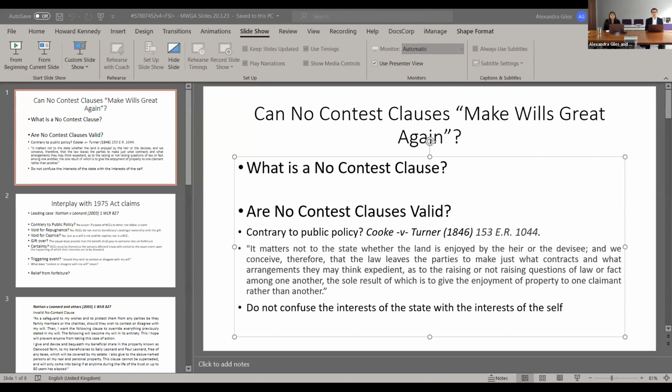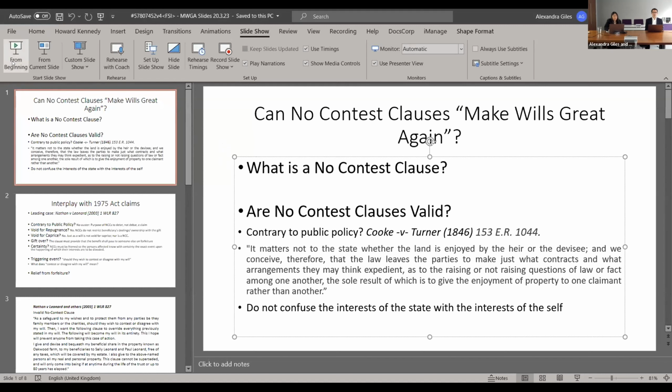What is a no contest clause? A no contest clause is a clause which can be included in a will to deter a beneficiary from bringing a challenge to the will, either in terms of questioning whether the will is valid or in bringing a claim against an estate, such as under the Inheritance Act.